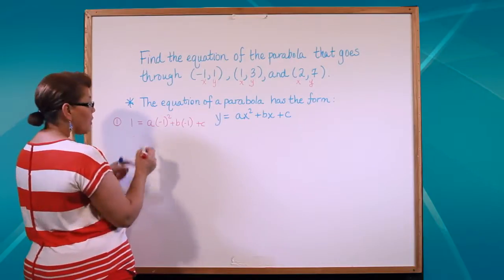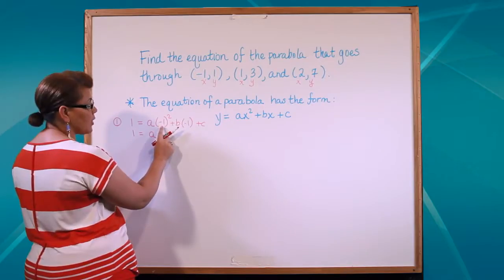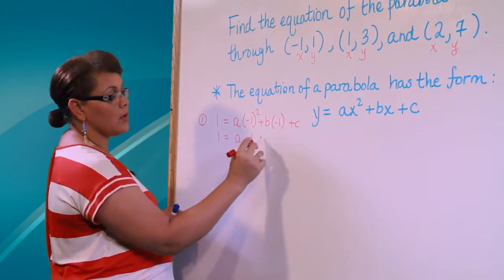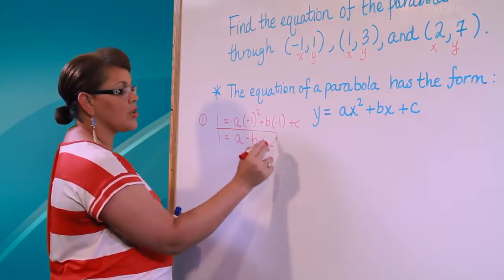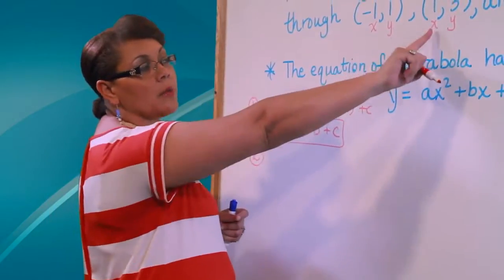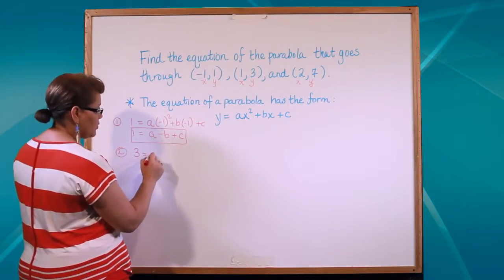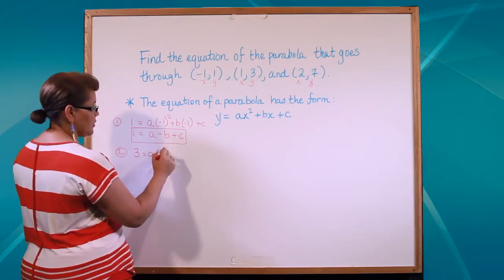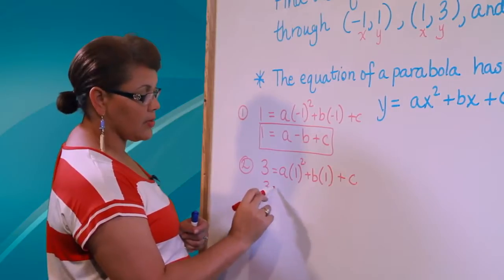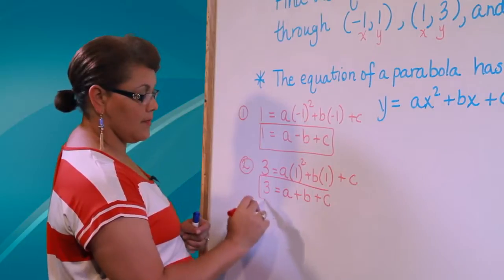This gives me the equation 1 equals a, because -1 squared is +1, minus b, because -1 times b is -b, plus c. So this is equation number 1. My second equation will come from the second ordered pair where x is 1 and y is 3. So we'll have 3 equals a times 1 squared plus b times 1 plus c. So this simplifies to 3 equals a plus b plus c.